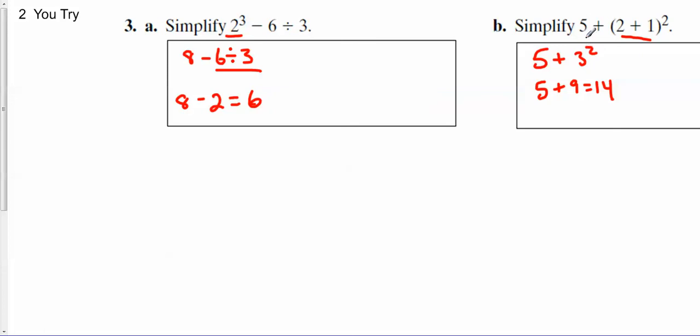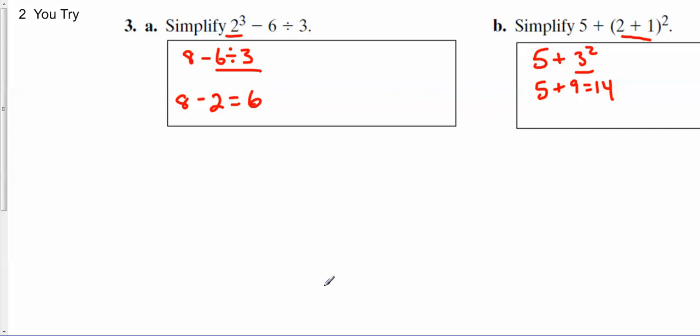Now 3b. I have 5 plus, and in the parentheses, 2 plus 1 squared. Well, I do what's inside the parentheses first, so 2 plus 1 is 3. Okay, then next is 3 squared, which gives me 9. So 5 plus 9 is 14. So those are the two answers.